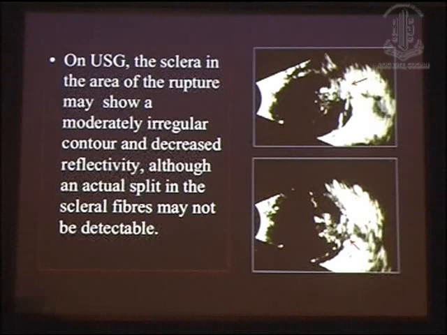On ultrasound, the sclera in the area of the rupture may show a moderately irregular contour or decreased reflectivity, although an actual split in the scleral wall may not be detectable. In these pictures, you can see the incarceration of the retina and the retinal detachment inferiorly. Here you can see the scleral rupture area shown with the red arrow.